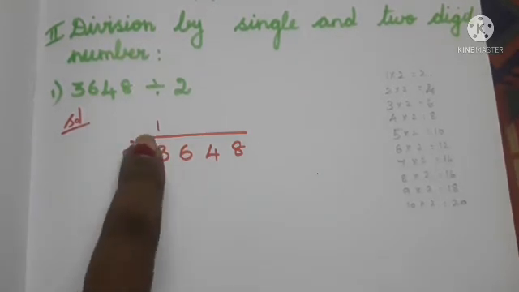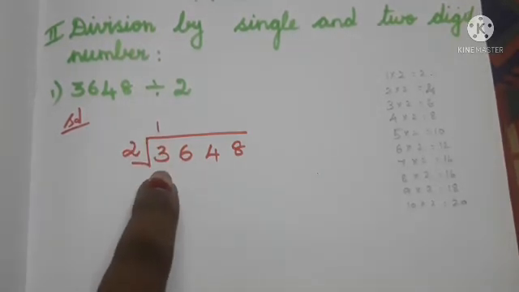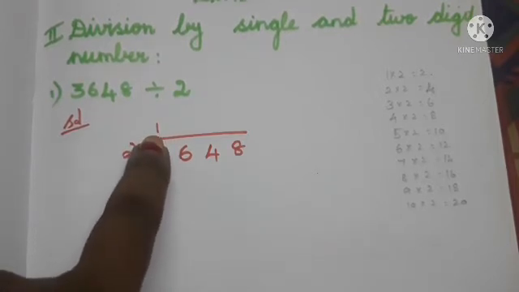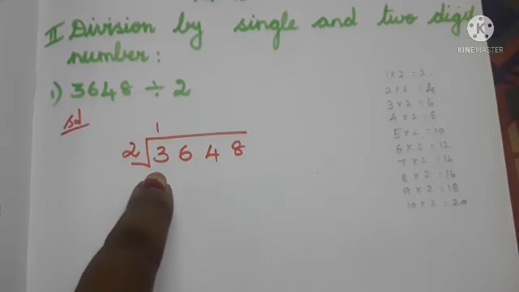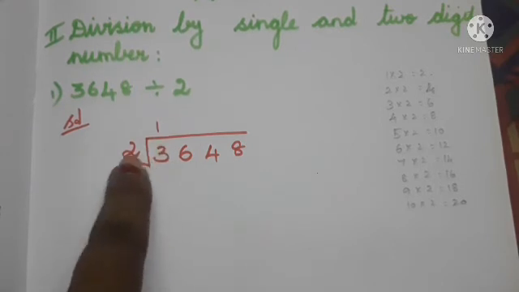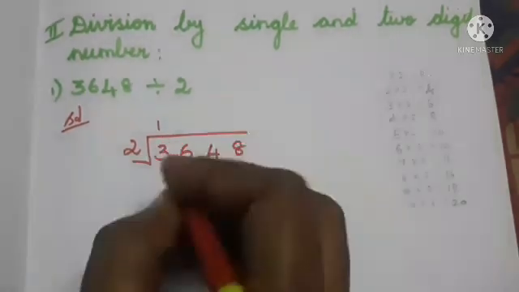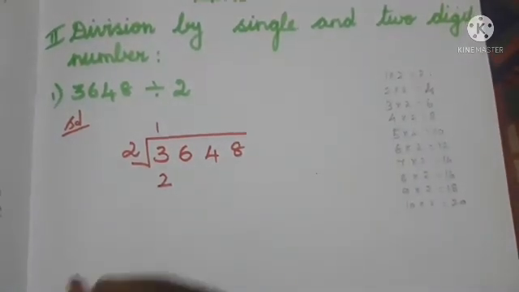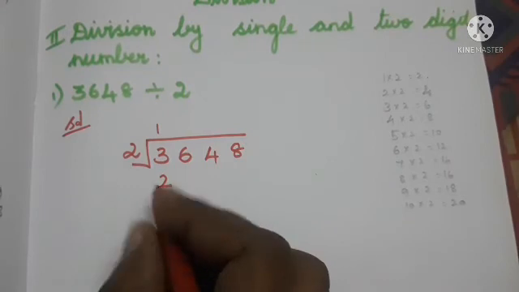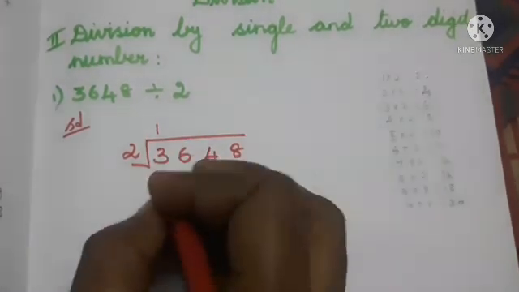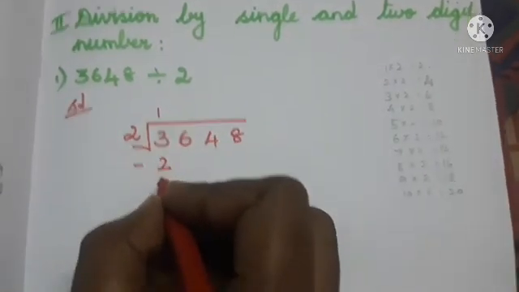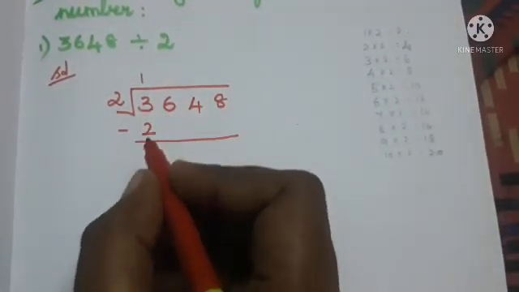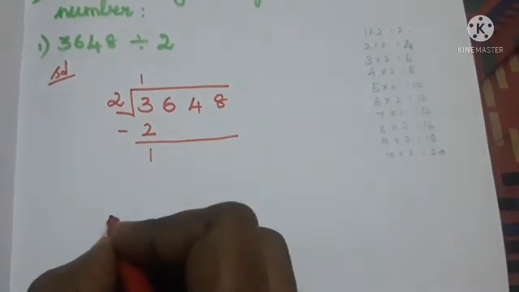So 1 2 is 2. 2 2s are 4, which is bigger than 3, so we write 1 2 is 2. That 1 we write in the 1000 place value of the quotient. 1 2 is what? 2. That 2 we write below the 3. Next we have to subtract: 3 minus 2 is what? 1. So we got 1 as the remainder.